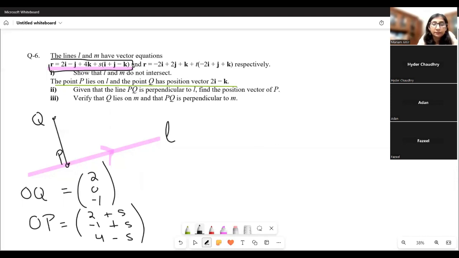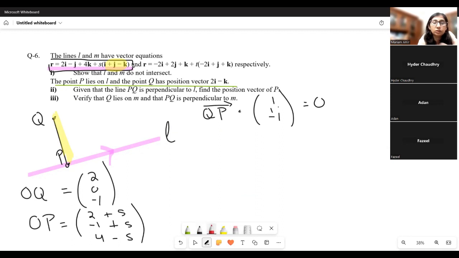Then the dot product of QP and the direction vector of the line L, which is 1, 1, minus 1, is going to be 0. Like I said before, the direction vector is a vector parallel to the line, so this will also have a 90-degree angle between them. So finding QP first, which is going to be OP minus OQ.